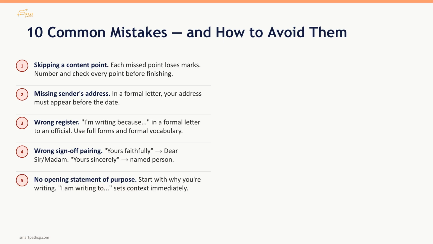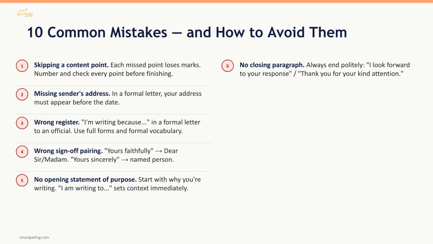Number 5. No opening statement of purpose. Start with why you're writing. A phrase like, I am writing to, sets the context immediately and professionally. Number 6. No closing paragraph. Never end a formal piece abruptly. Always include a polite close like, I look forward to your response, or thank you for your kind attention.